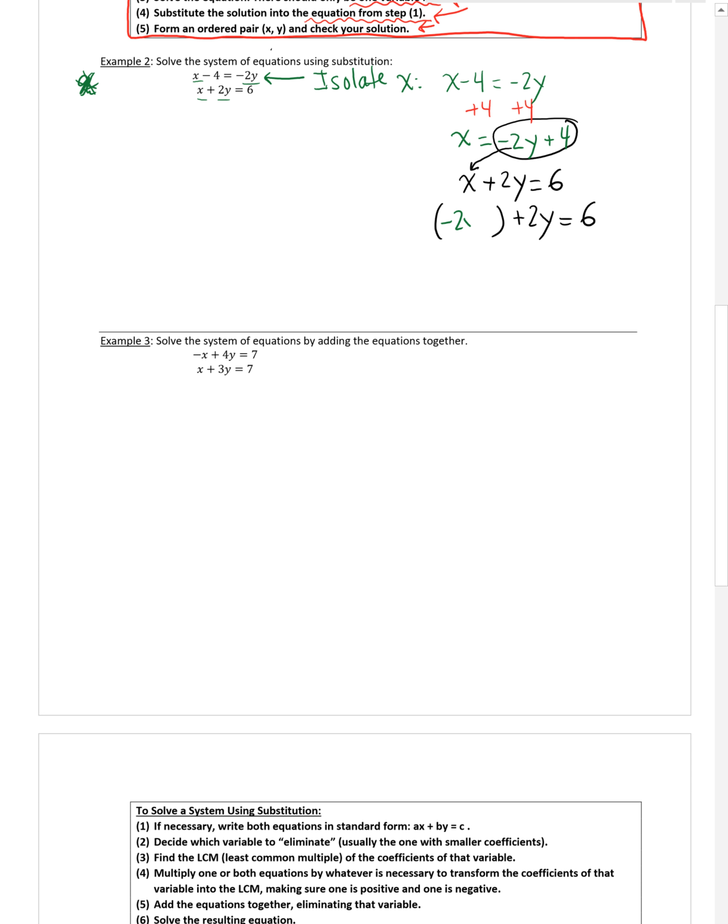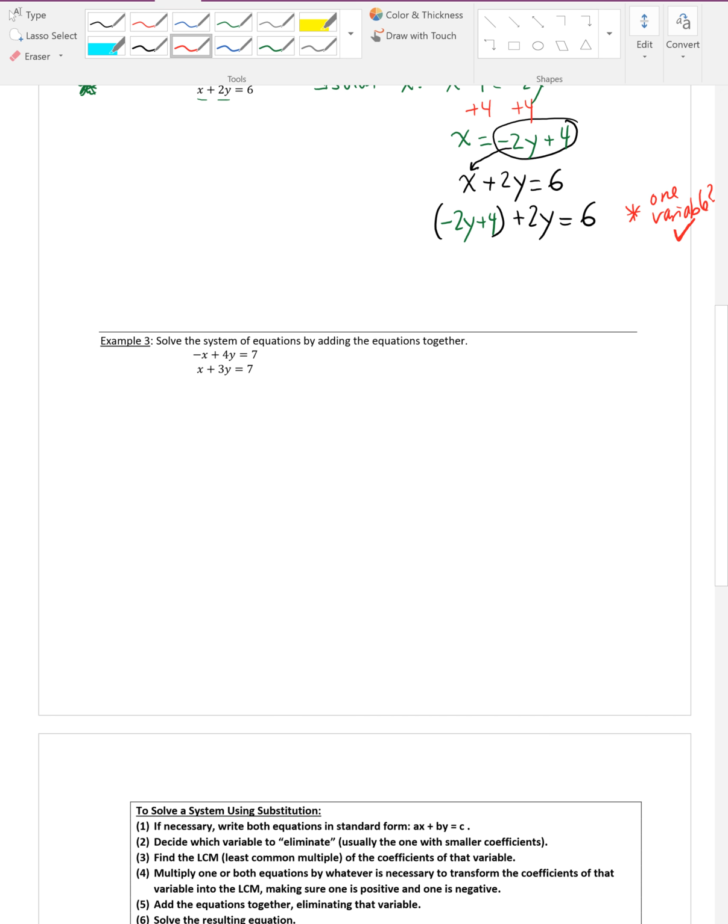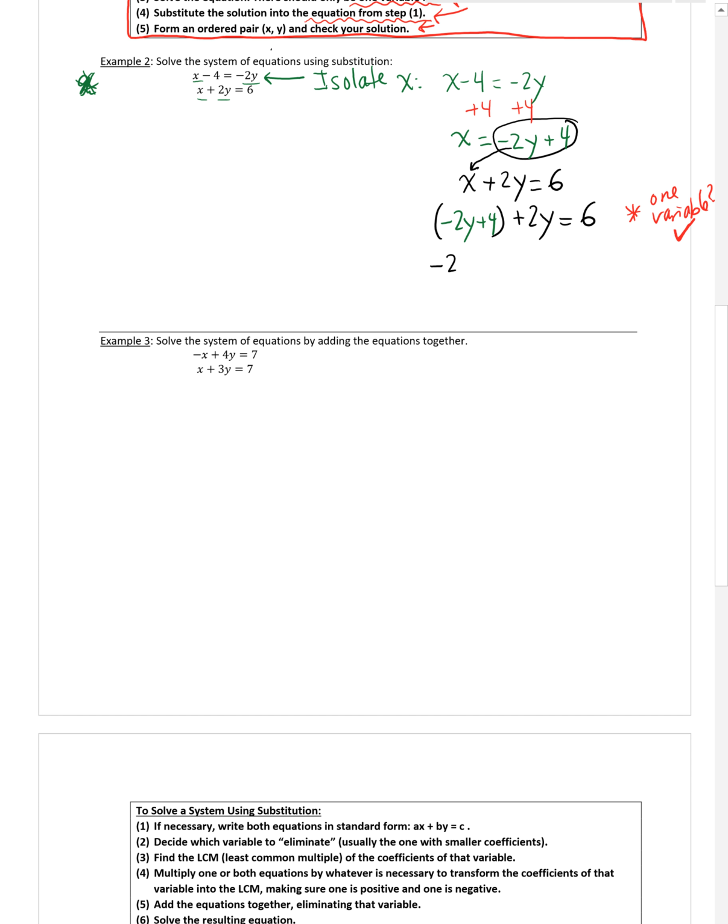So I'm substituting where that x used to be, I'm putting that negative 2y plus 4. And I always do at this point a quick check. Do I only have one variable? If I see both x and y at this point, something's wrong. But no, I only see y's. That's a good sign. That means I've substituted correctly. Now, I don't really need these parentheses. I realize there's nothing really to distribute, so let me just get rid of them. So I have negative 2y plus 4 plus 2y equals 6.